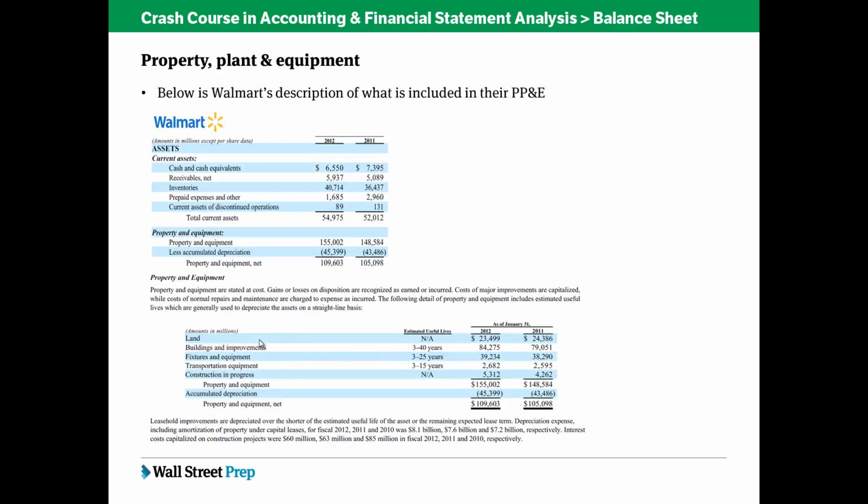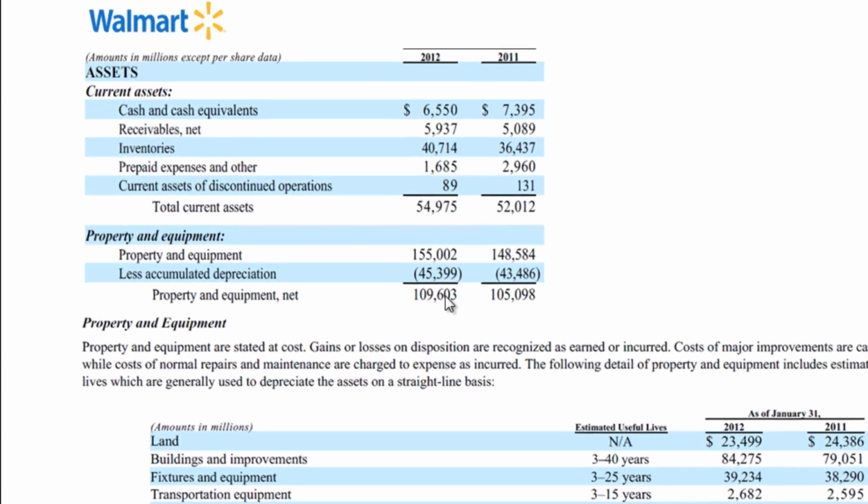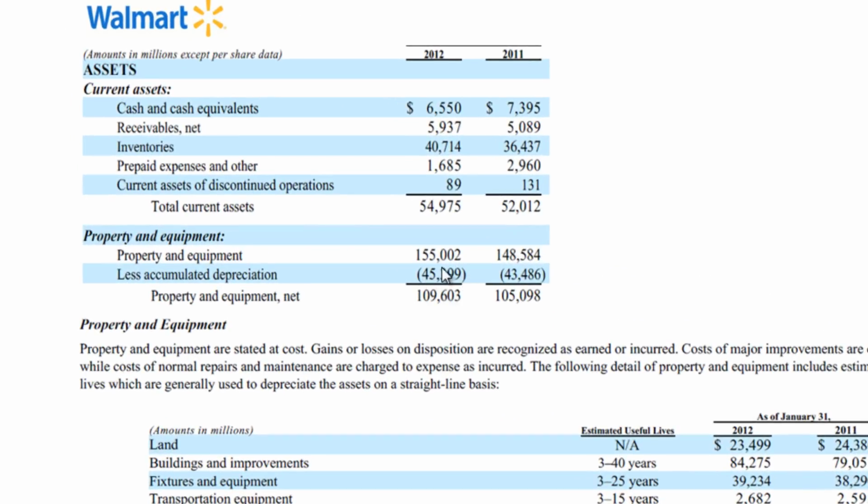Here we see this with Walmart's description of what's included in their property, plant, and equipment. You see that they report net property, plant, and equipment, but they've identified that it's comprised of gross property, plant, and equipment. So this $155 billion balance represents the historical cost of all the machines that they've bought before accounting for any depreciation. And accumulated depreciation represents that for all the machines that the company is currently holding, they have already recognized $43 billion of depreciation over the last X many years.